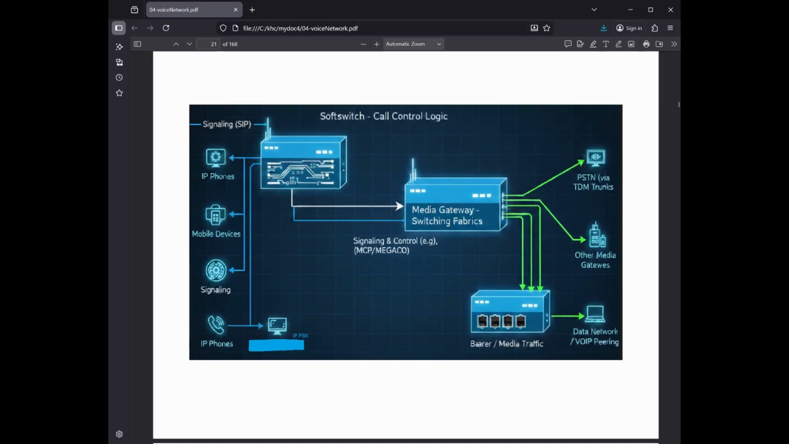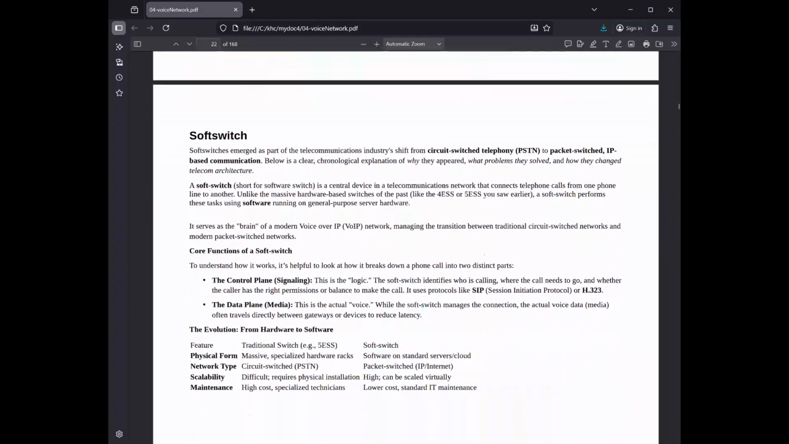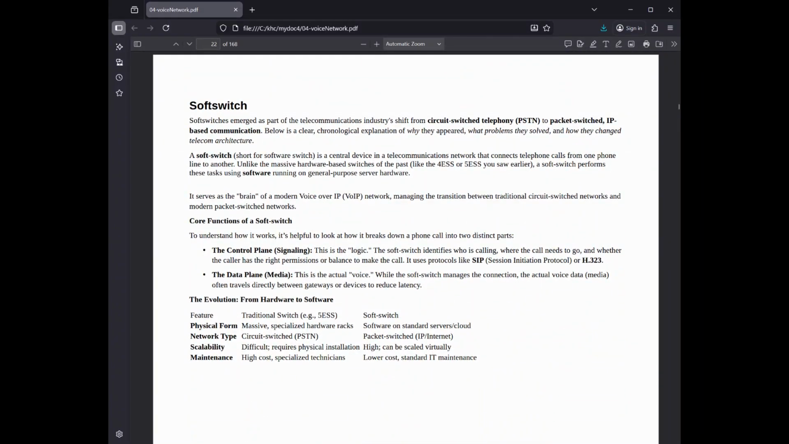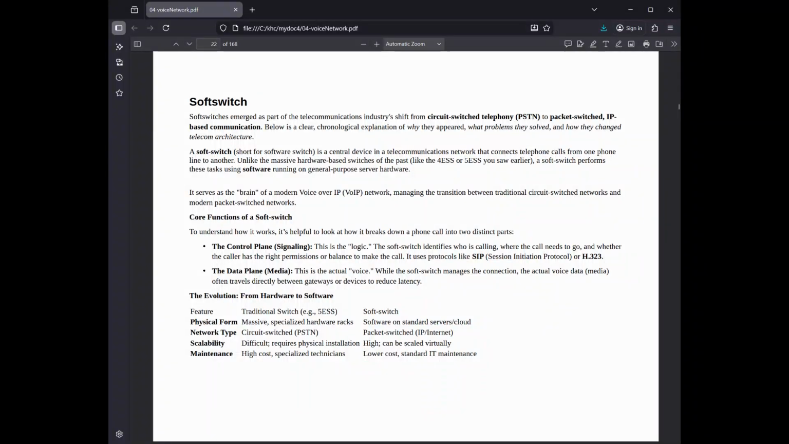reduce latency. The evolution, from hardware to software. Feature: traditional switch, example 5S; soft switch. Physical form: massive, specialized hardware rack; software on standard server/cloud. Network type: circuit-switched, PSTN; packet-switched, IP/internet. Scalability: difficult, requires physical installation; high, can be scaled virtually. Maintenance: high cost, specialized technicians; lower cost, standard IT maintenance.